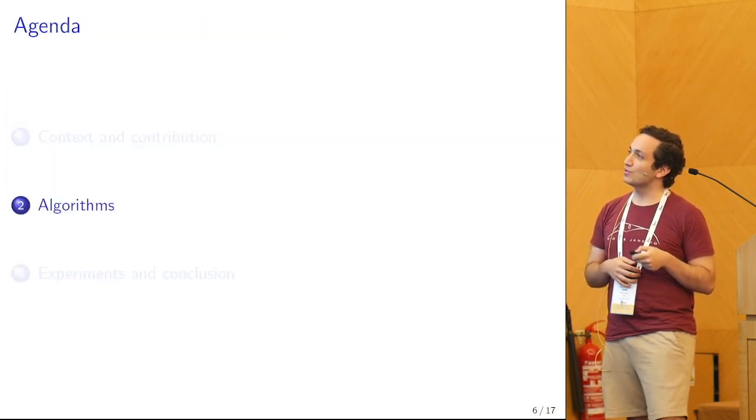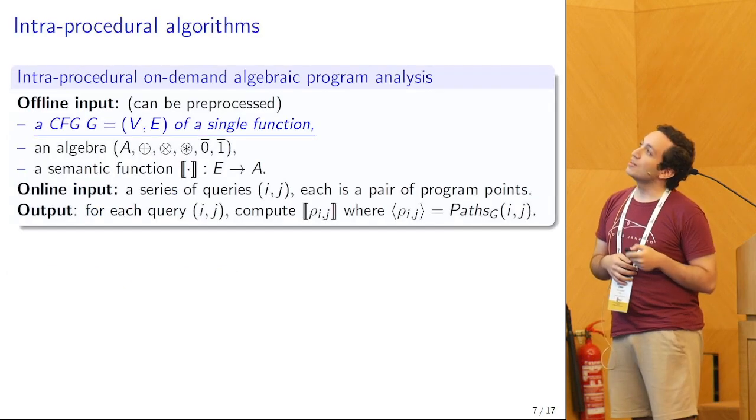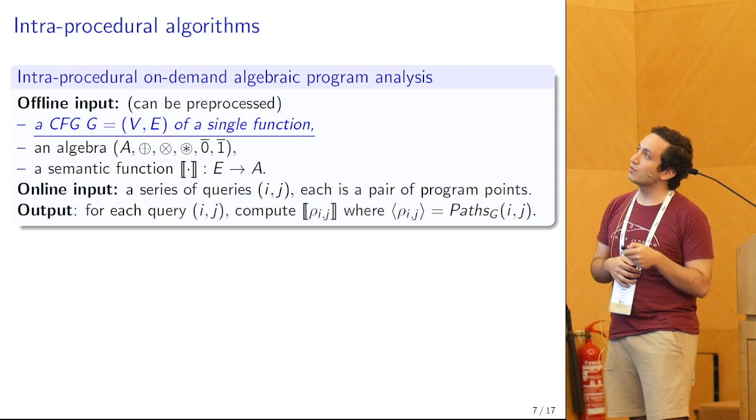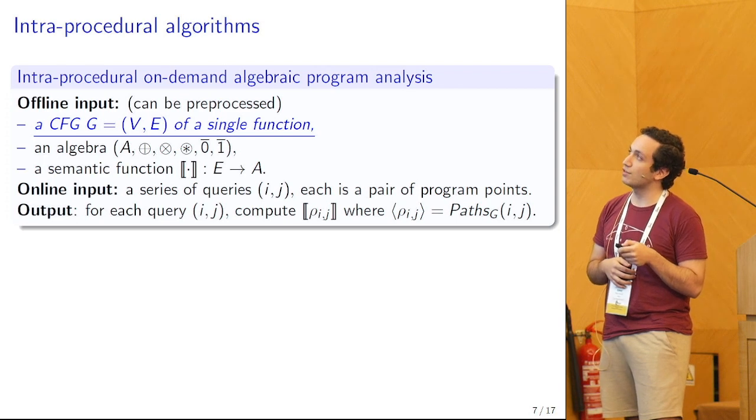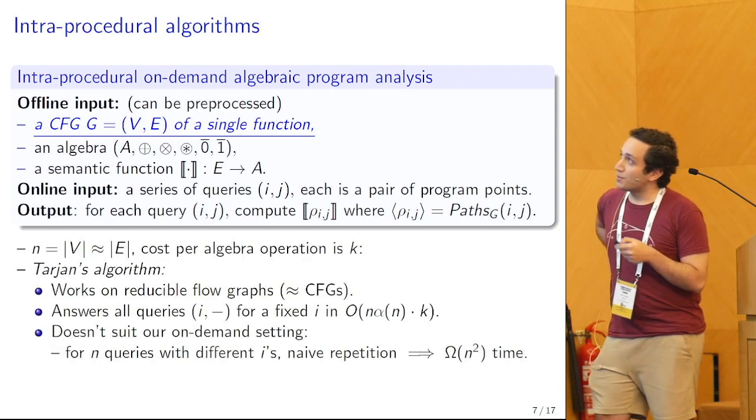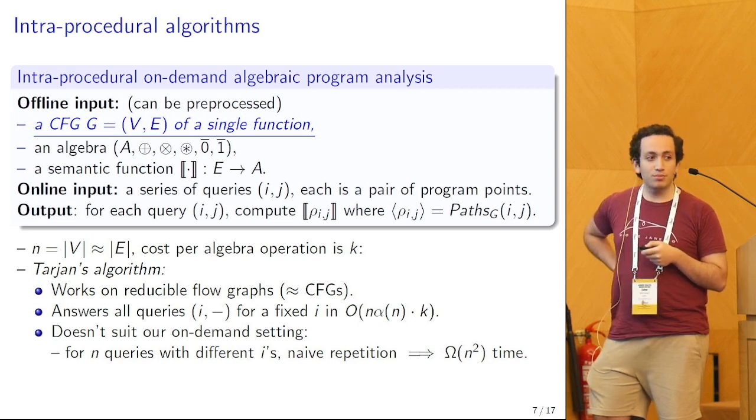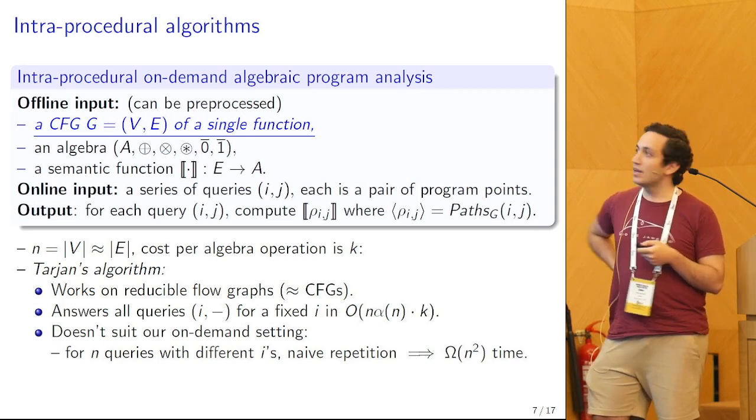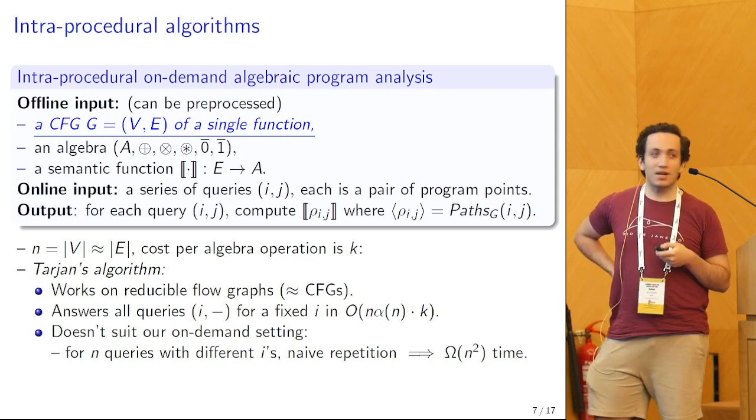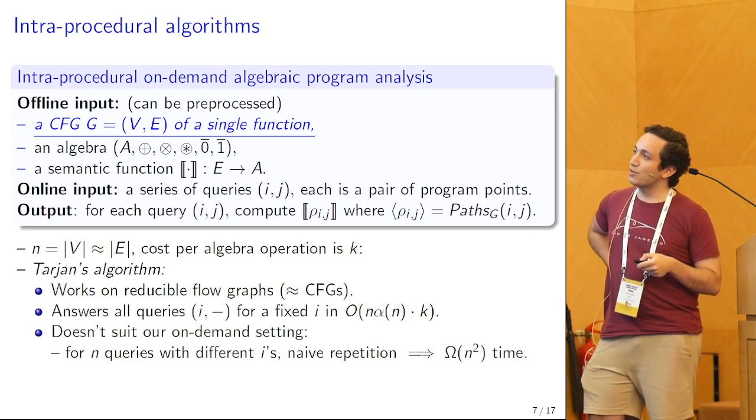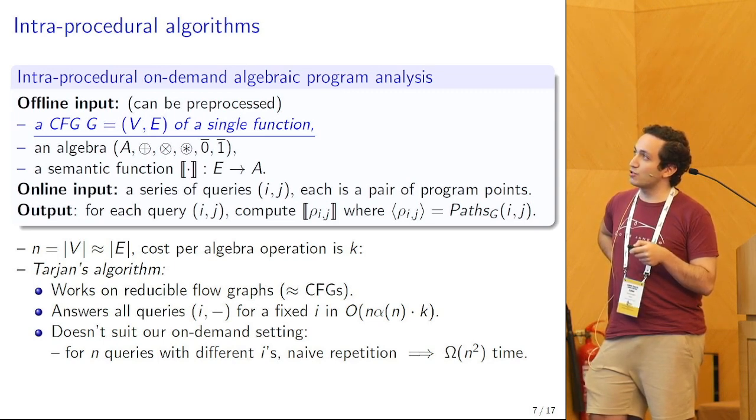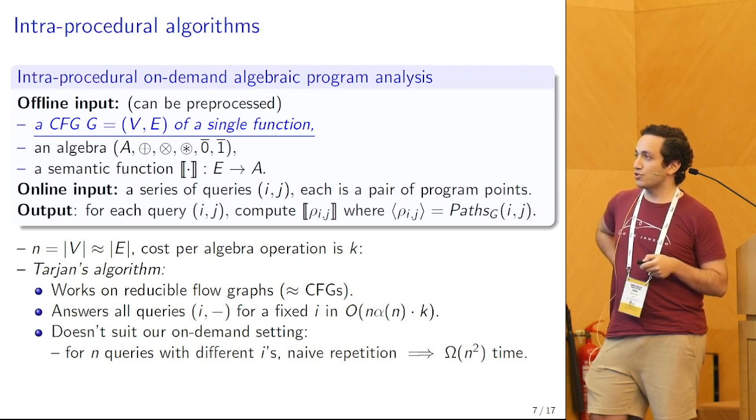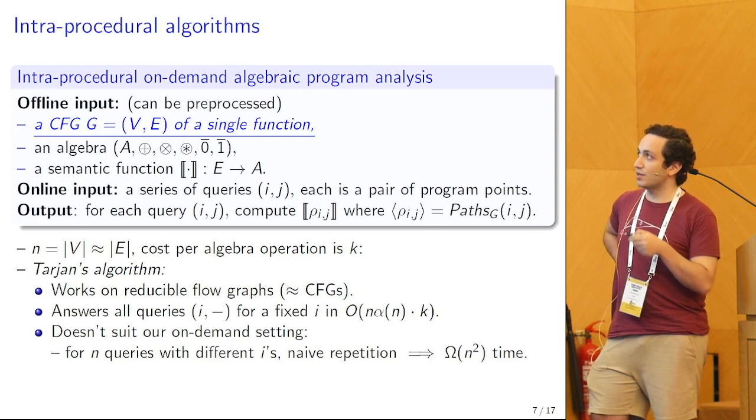Okay, let's get into some of the ideas in our algorithms. Let's consider first the intraprocedural case, where we have the same problem, but now we know that our program is represented by a control flow graph of a single function. This is a very standard graph problem, which is that of computing path expressions, and that problem was already figured out by Tarjan back in the 70s. Suppose n is roughly the number of lines in my program, and that each algebra operation has cost k. Then Tarjan's algorithm works on reducible flow graphs, which capture almost all control flow graphs, so it is applicable to our problem.